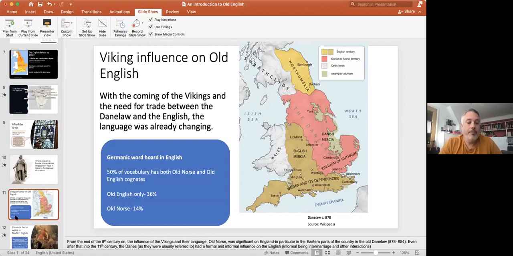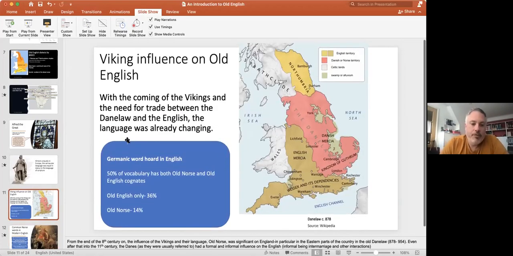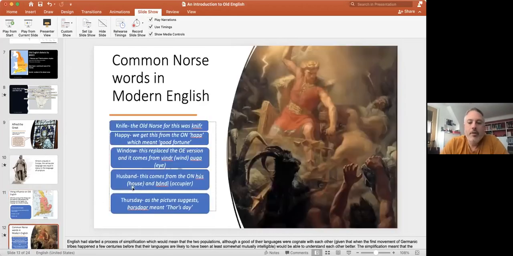So here are some of the words which we have in modern English which are from Norse origin. You've got the word knif, which is our word knife. Any students of modern German will know that the word for knife doesn't look anything like that in the Germanic languages. Happy, which is also related to words like happenstance or perhaps. Hap means to do with good fortune. We've also got the word hapless, don't we? Somebody who doesn't have luck.